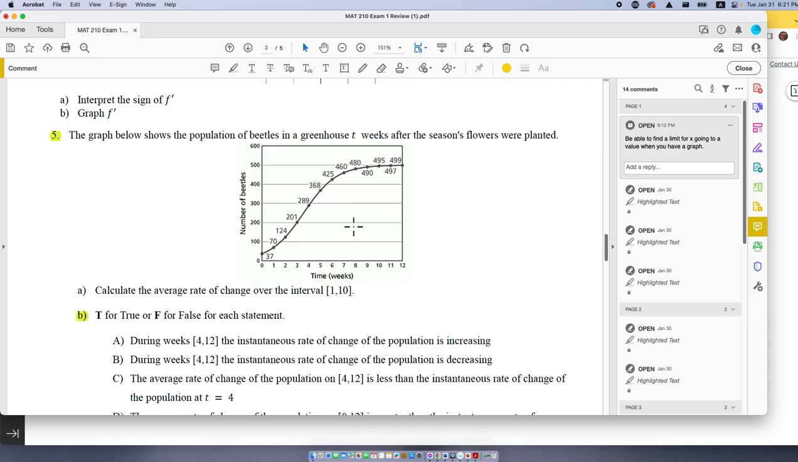So during the weeks, the instantaneous rate of change of the population is increasing. So 4 to 12, again, this is talking instantaneous rate of change, not average rate of change. So we're going from 4 to 12. So we're looking at the slope of the tangent line, and what's happening to the tangent line? Is it getting steeper? No, it's getting shallower. It's here, it's kind of steep, but notice it's not increasing. The slope is getting smaller. Yes.